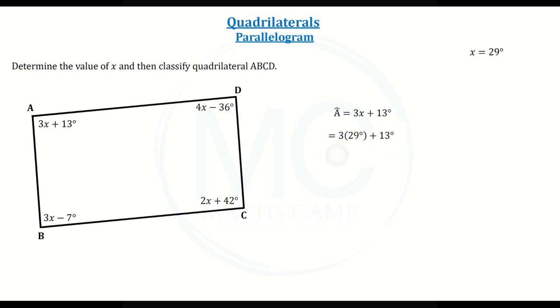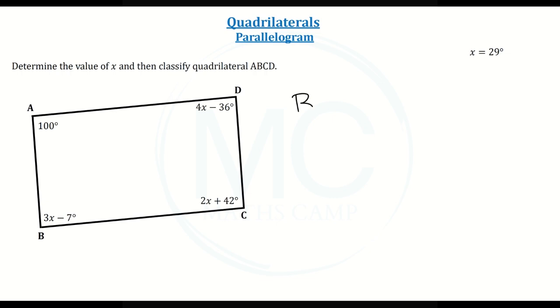Let's expand our bracket and we get 3 multiplied by 9 is 27. 3 multiplied by 2 is 6. Add 2, we get 8. It's 87 degrees plus 13 degrees, which gives us a total of 100 degrees. This is the size of angle A. So let's make some space. Let's take 3x plus 13 out of our diagram and fill in 100 degrees. Now we can look at the size of angle B.